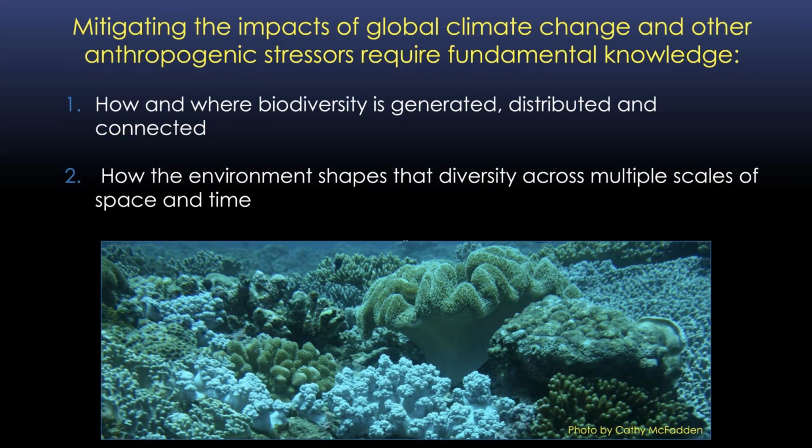Now, I personally think that mitigating the impacts of this climate change and other anthropogenic stressors really requires fundamental knowledge, including how many species there are, and where these species are generated, distributed, and connected, because we can't protect what we don't know. And I think we need to better understand how changes in the environment, natural changes, and future projected changes can shape that diversity across multiple scales of space and time, because we really can't save what we don't understand.